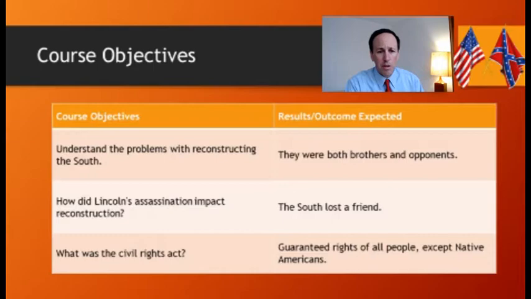Okay, so understand the problems with Reconstruction. Some people see the South as brothers. They want to make amends. Some people see the South as a vanquished opponent. And that is the lens at what we're trying to do here.